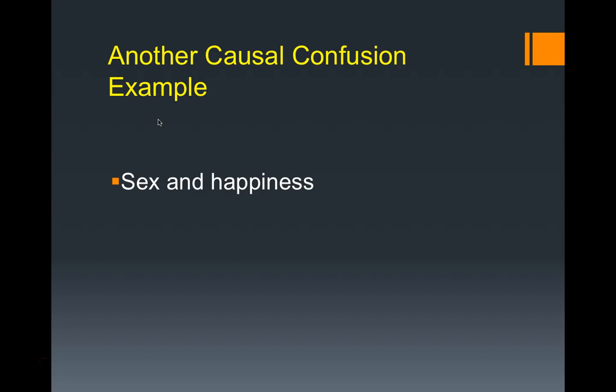So if you want to explain the conundrum of just knowing that there is a correlation, maybe a good example is to give people the sex and happiness one. That's the problem with correlational studies. We can't infer cause and effect.